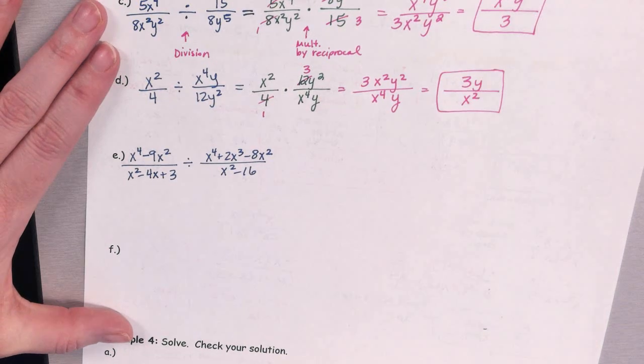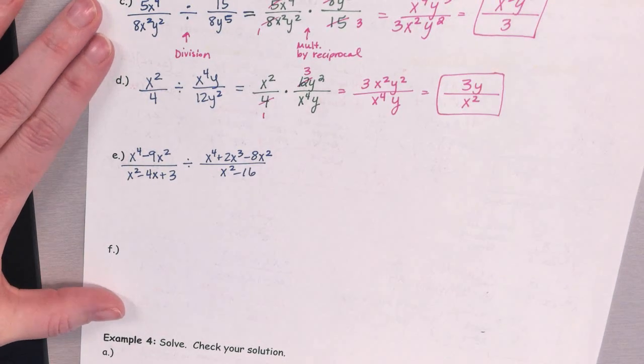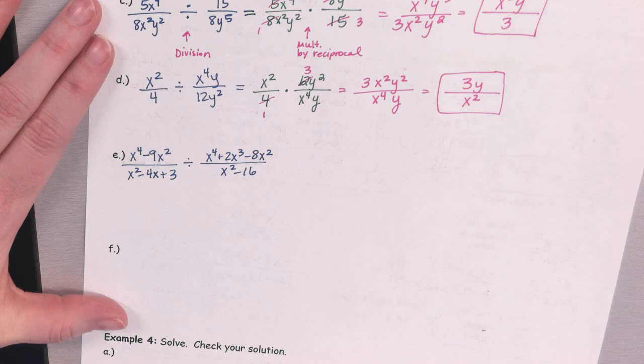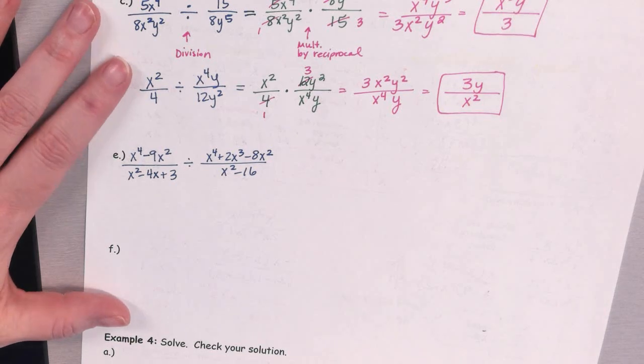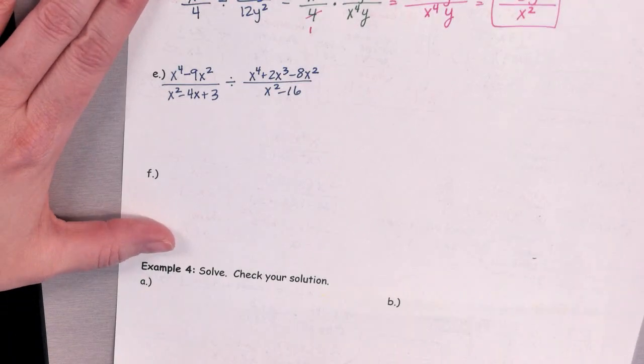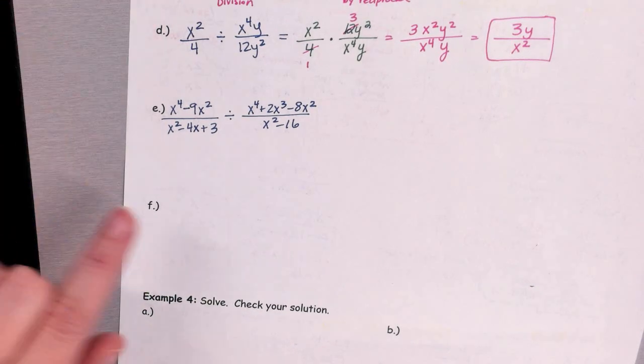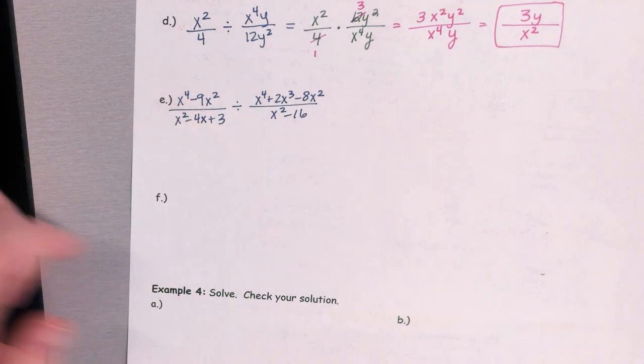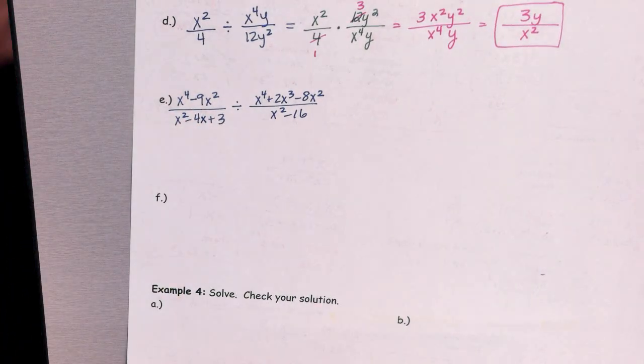All right, how are we feeling about part E? Looks like a lot, doesn't it? Let's just do one part at a time. Okay, so the first part, x to the 4th minus 9x squared. I'm just going to take out the GCF, okay? What's the GCF there?